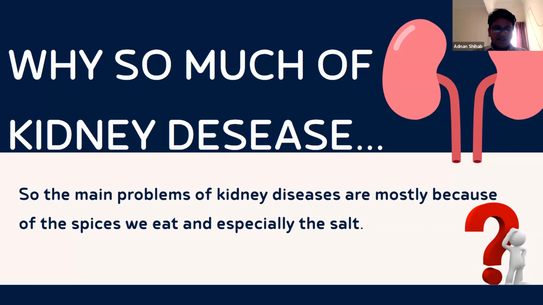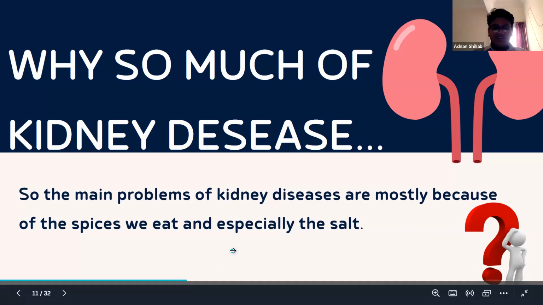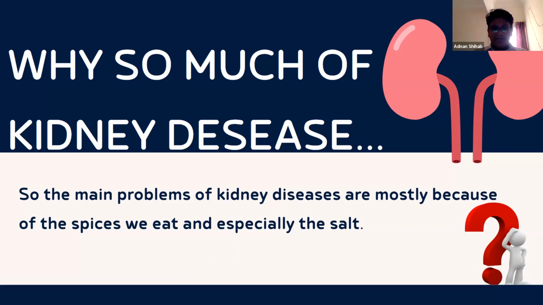And we can notice, let us take an example of Qatar. If we look at kidney diseases here, it is less in Arabic countries. The reason is they are not adding that much spices or even salt. What we use, they are not adding that much.